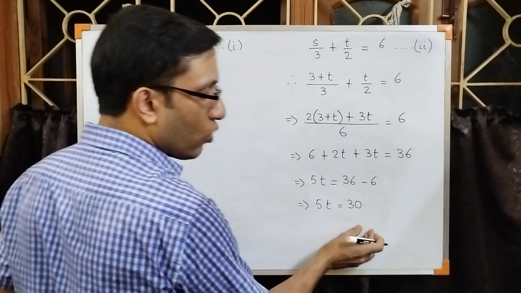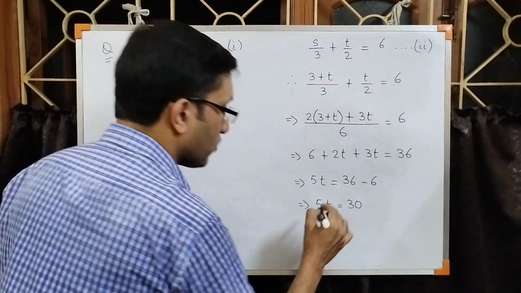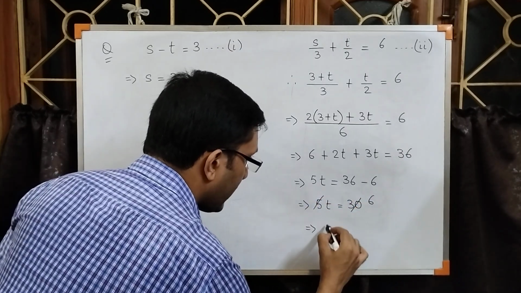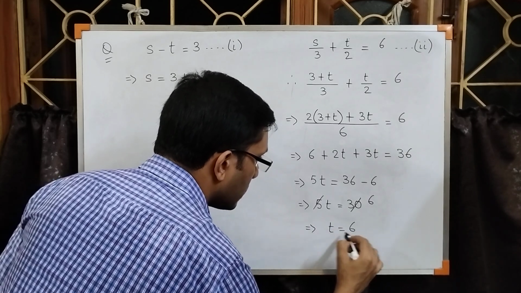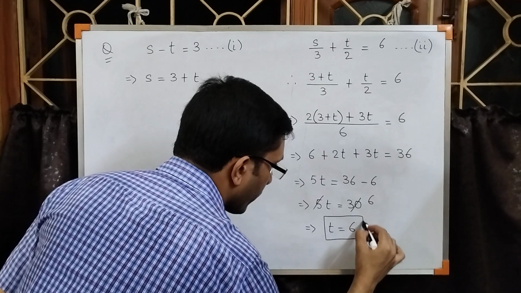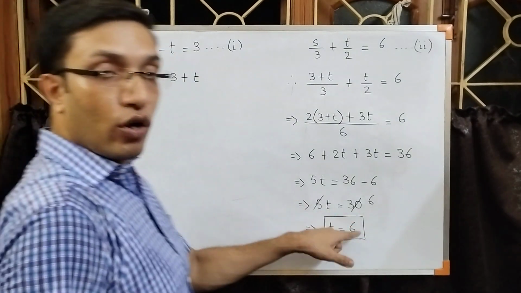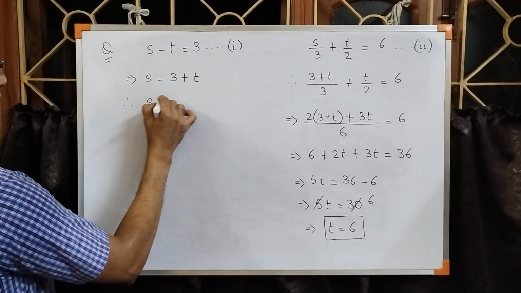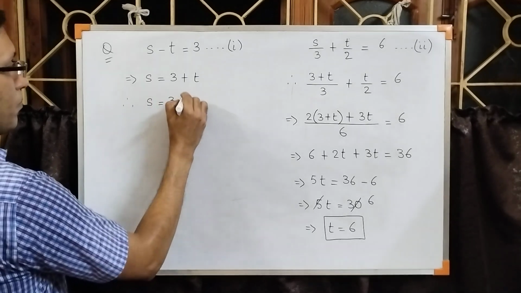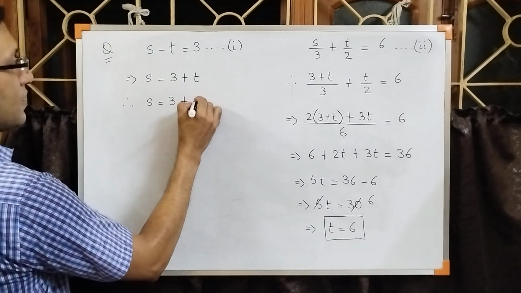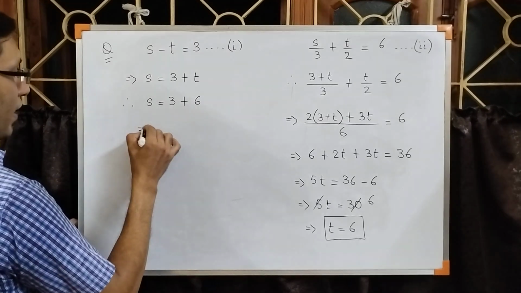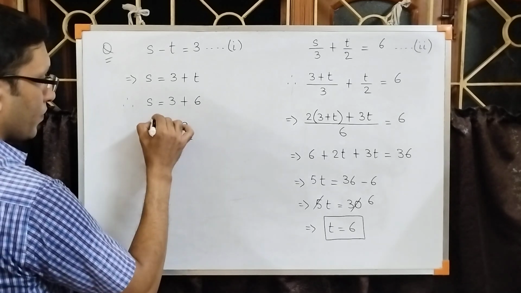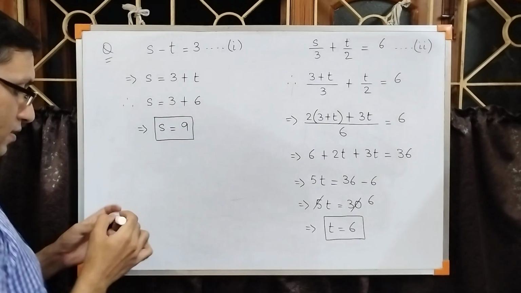And the next step, 5 will go down and divide this 30. So 5 cancels 30 six times. So the value of t that we get finally is 6. Now this value of t we are going to replace over here. Therefore, s is equal to 3 plus, what is the value of t? That is 6. So the value of s is 3 plus 6, that is 9. This is the final value of s.